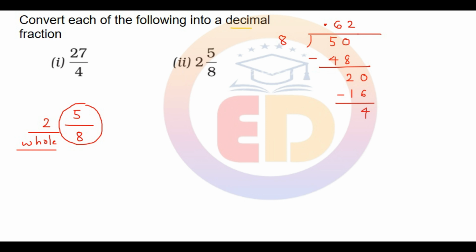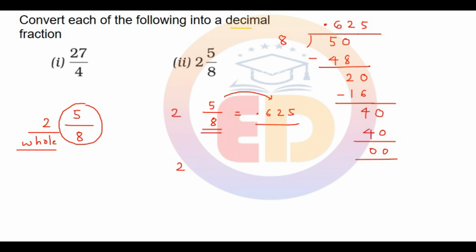Now 4, 8 will not go in 4, so I have to increase this 4. I already have a decimal point in the quotient, so I can place a 0 here. In 40, 8 will go 5 times. 8 5s are 40. My division is complete. My answer of 5 upon 8 is 0.625. Now remember, my actual number was 2 whole 5 upon 8. So write the 2 as it is. And after that, my fractional part gave me 0.625.